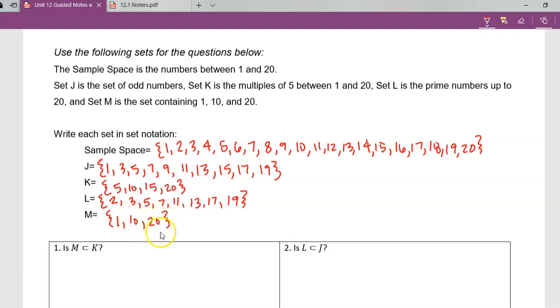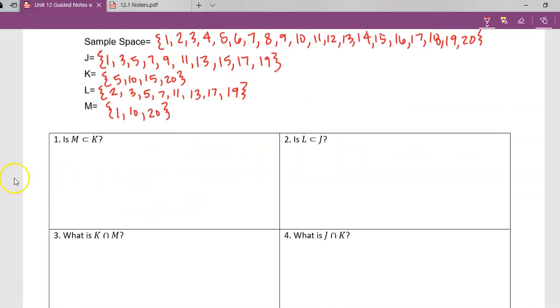So here are the sets that we're looking at, okay? Our sample space is 1 through 20, and these are our other sets. Now we're going to look at and answer these questions down here below, okay? So the first question is, is M a subset of K? Remember that the sideways U means subset. So is M a subset of K? Remember, a subset is completely contained within the bigger set.